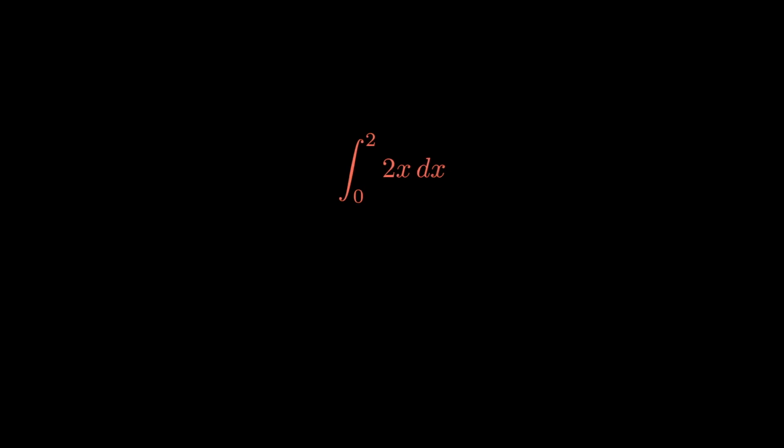So let's look at an example. The integral of 2x from 0 to 2. So we know that the antiderivative of 2x is x squared. So that means we want to find 2 squared minus 0 squared, which is simply 4.